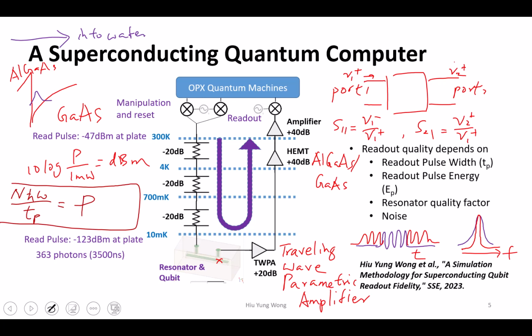Is that log 10, right? Log 10, no, I mean just the power, and then you do this divided by 1 milliwatt, log 10, then it becomes dBm. Yeah, sorry, I just want to make sure that the log isn't like... Okay, I see what you mean. Yeah, this is log 10, correct.